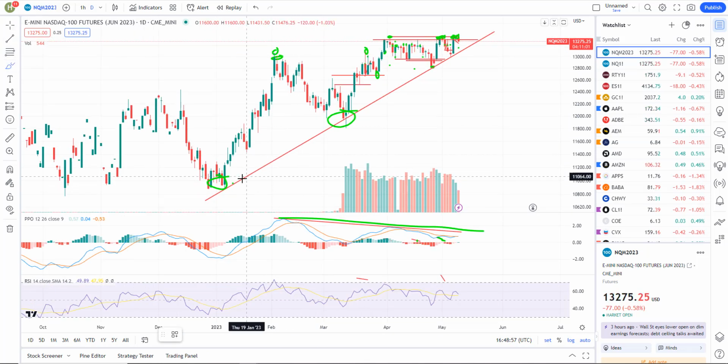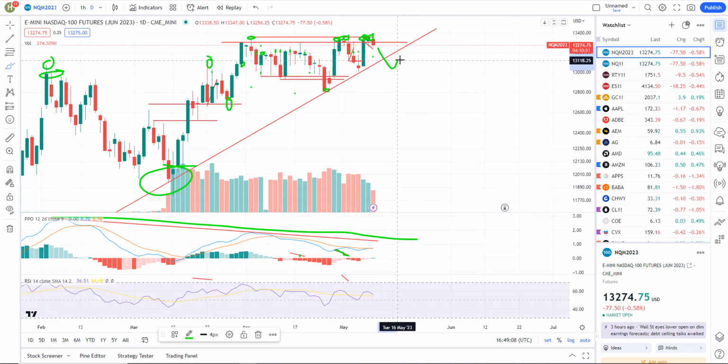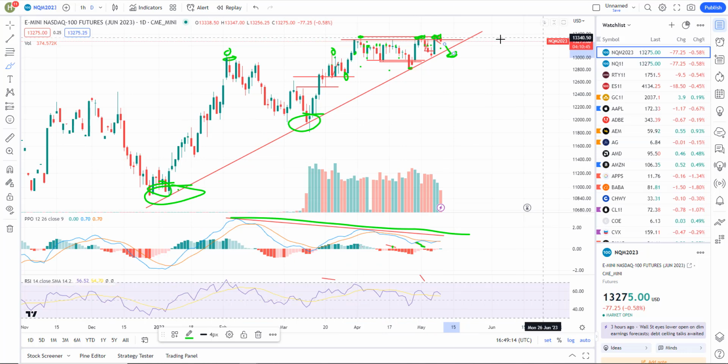The larger picture, this is your bear market rally. And again, we're treating this as a bear market rally until proven otherwise. This is your support here, this upward trend line. So a break of that should set the Nasdaq up for the next leg lower in the bear market.